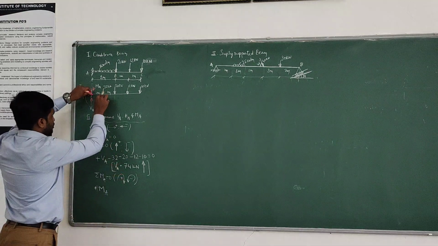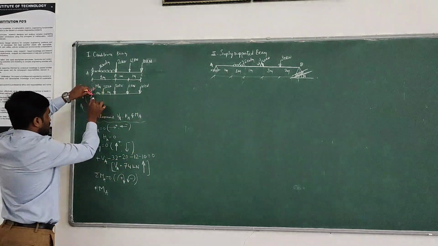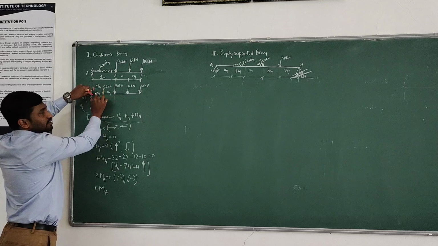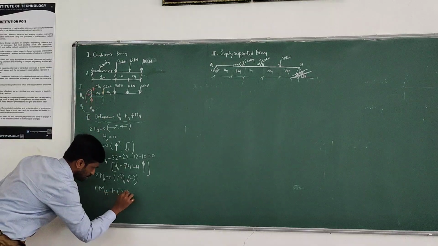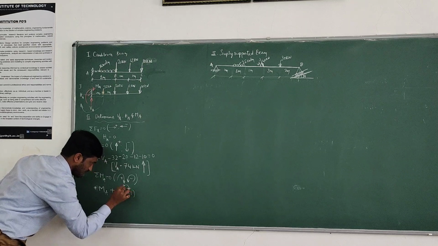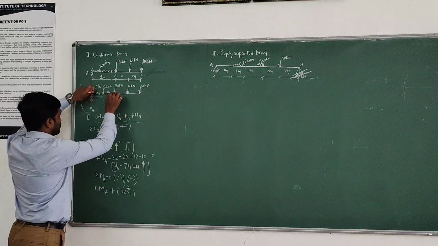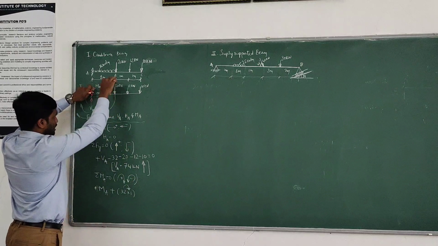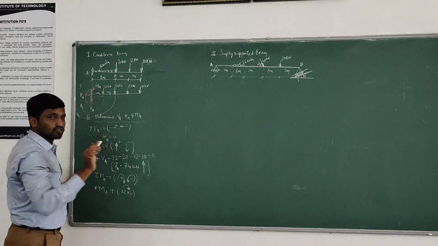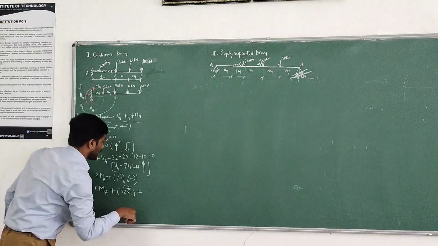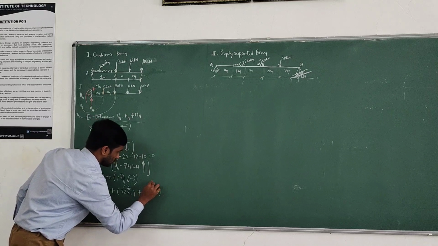So this 32 towards A is rotating in clockwise direction, and the perpendicular distance is 1 meter. Therefore plus 32 into 1, that is rotating in clockwise. Hence I have taken plus. And this 20, with respect to point A, rotates towards A in clockwise. The perpendicular distance is 2 meters. That is plus 20 into 2. It's also clockwise.